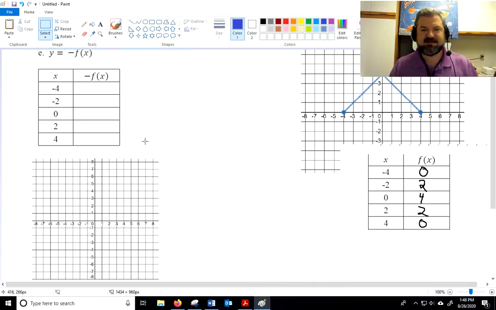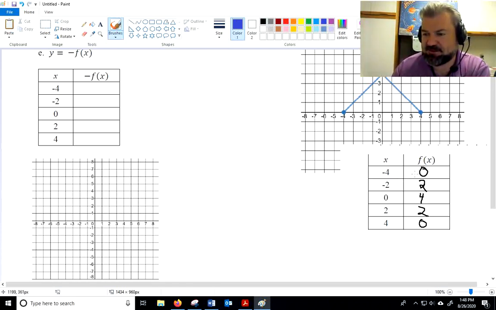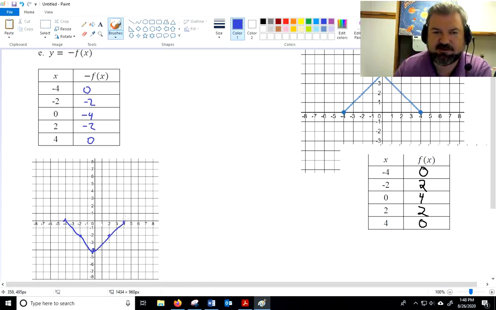Okay, I've got negative f of x. So what's going to happen here is that we're going to evaluate the function just like normal, but then when we get the output, it has to be multiplied by a -1. So 0, that's not going to change. That's just -0. But that becomes a -2, a -4, a -2, and a 0. So when I graph it, it's going to flip down here, isn't it? But some of you already knew that was going to happen, huh? So yeah, that flipped it over the x-axis.